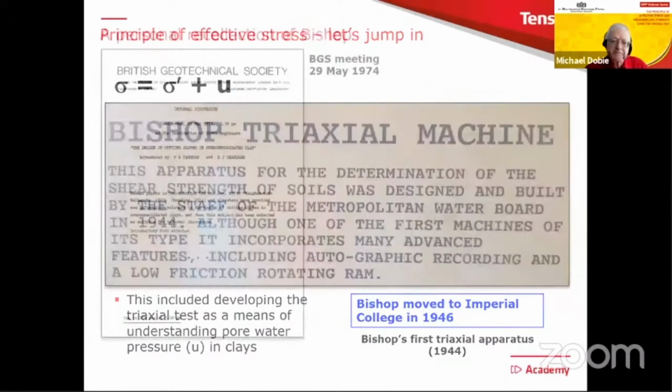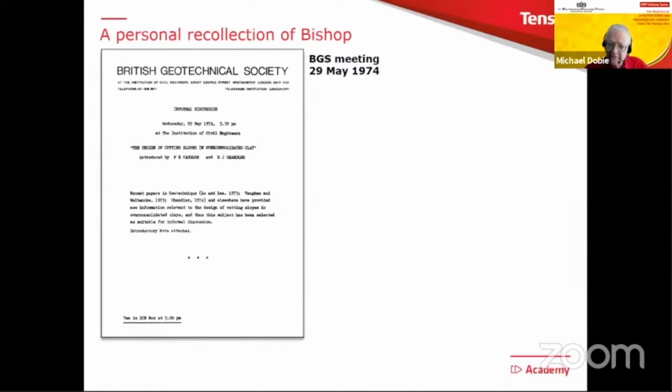So he had this early experience working outside the academic world, but after 1946, he remained an academic for the rest of his career. But I just want to make a bit of a personal recollection of Bishop. And I have this notice, which I've kept. It's a notice of a BGS meeting in 1974. And I've always wondered slightly why I kept it, because I haven't got any others. It's an informal discussion about a very hot topic at that stage, which was the stability of cuttings in over-consolidated clays. And as a young graduate engineer, I went up to London to the Institution of Civil Engineers to listen to this. And there was a very heated discussion going on with many of what you might call the big names, having a wee bit of an argument about this topic.